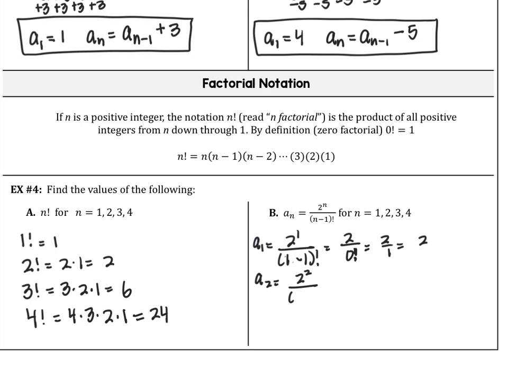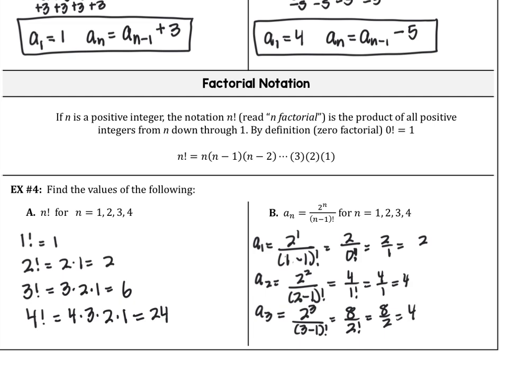Okay, so the next one, we're plugging in a 2 for n. So 2 minus 1 factorial. So this is 4 over 1 factorial, which is 4 over 1, which is 4. Okay, a sub 3 would be 2 to the third power over 3 minus 1 factorial. So 2 to the third is 8. This is 2 factorial, which is 2.